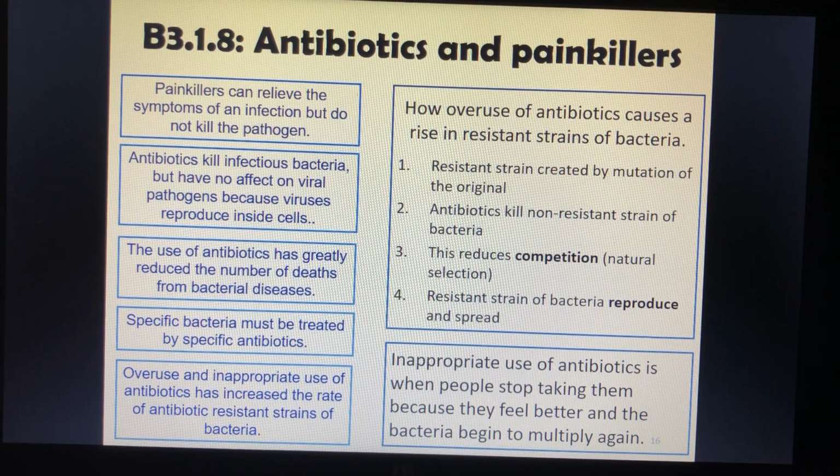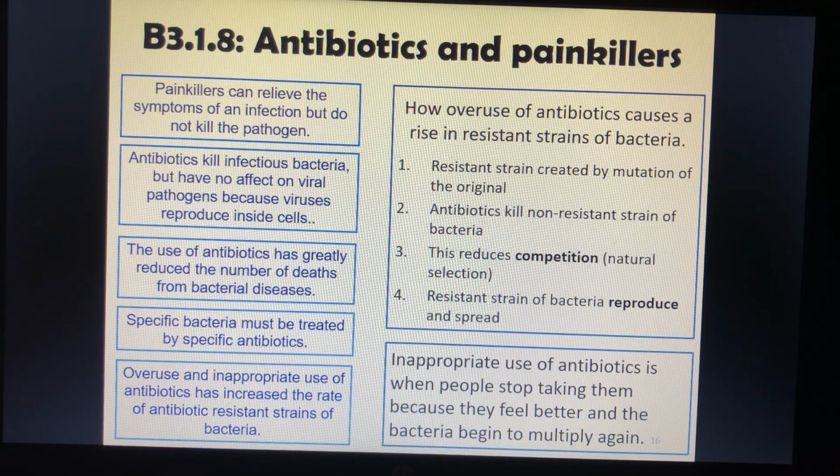I've talked already about how antibiotics kill infectious bacteria, but they don't destroy the viruses because they reproduce inside cells. Antibiotics have greatly reduced the number of deaths from bacterial diseases, no surprises there. And again, they're specific, so a bit like those antibodies, the antibiotics are specific and different antibiotics are used to treat different bacterial infections. We've then got this business about overuse and inappropriate use.